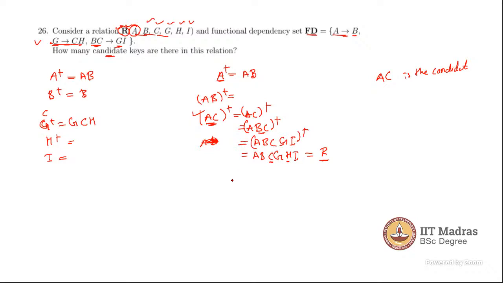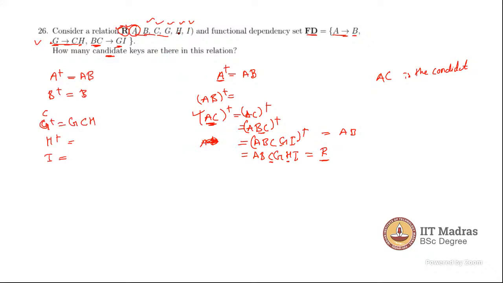Got it? Yes, sir. Okay, how did we take AC in the first step? First we have to find out those attributes that are not present on the right side of a functional dependency. So in this case, A is there. Now if we take the closure of A, can we determine all the attributes?